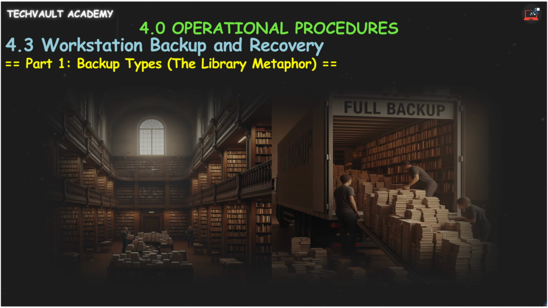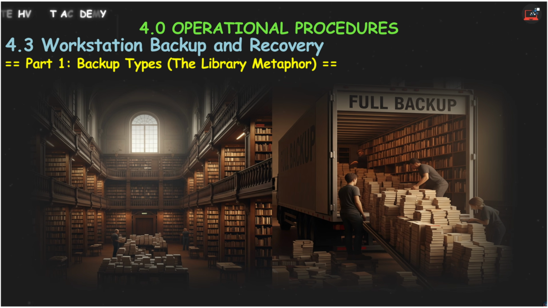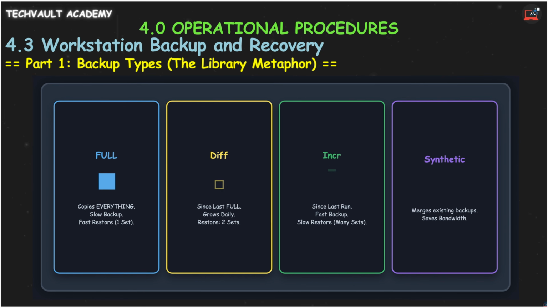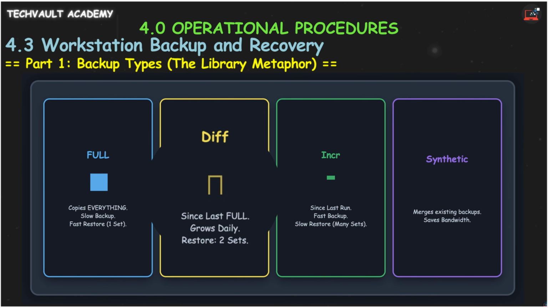Think of your data as a library. A full backup copies every single book in the library. It takes the longest time to run, but if disaster strikes, restoration is fast because you only need that one massive set.